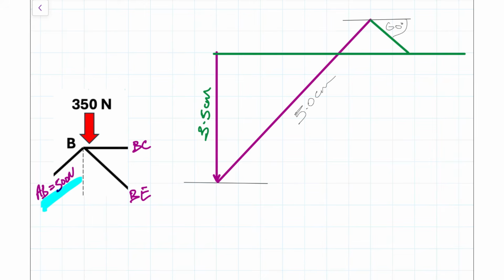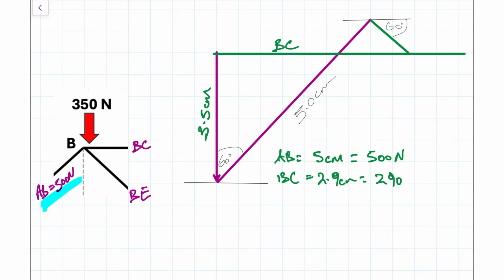So we have all our 4 forces, and we have the angles measured, and we use the reference lines to measure our angles as accurately as possible. So what we need to do now is measure these lengths and get our measurements. We already know AB was 5 centimeters, which is equivalent to 500 newtons. BC is 2.9 centimeters, which is equivalent to 290 newtons. BE equals 1 centimeter, which is equivalent to 100 newtons.